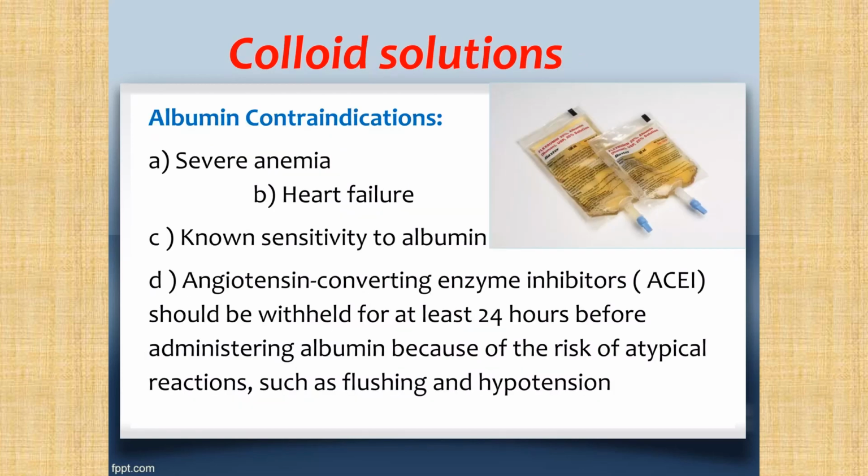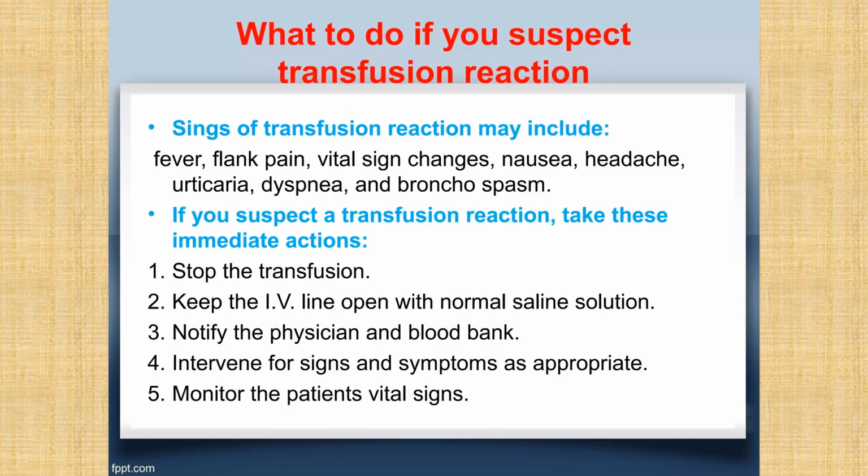Here are some key contraindications: severe anemia, which further dilutes a low red blood cell count, cardiac failure, pulmonary edema, allergic reactions, hemodilution risk, and risk of hypotension with ACE inhibitors. What to do if you suspect a transfusion reaction, you can see on the next slide.